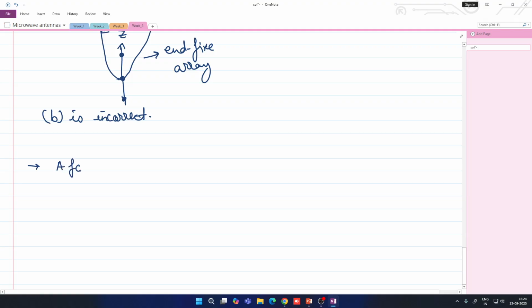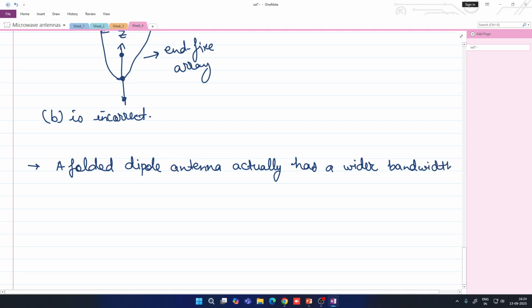A folded dipole antenna actually has a wider bandwidth than a simple dipole antenna. So option C is also incorrect.